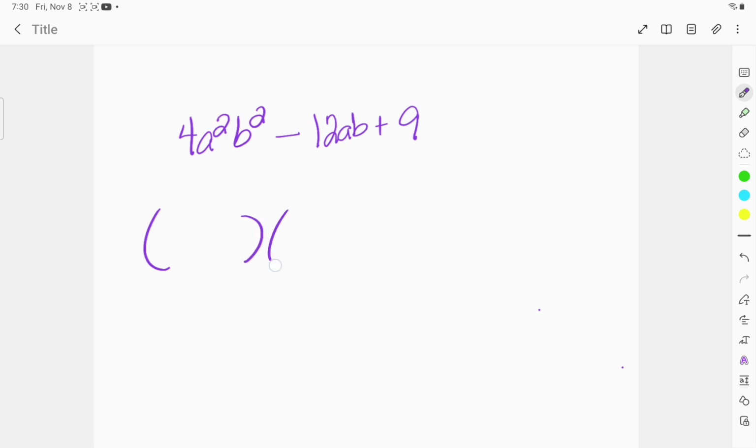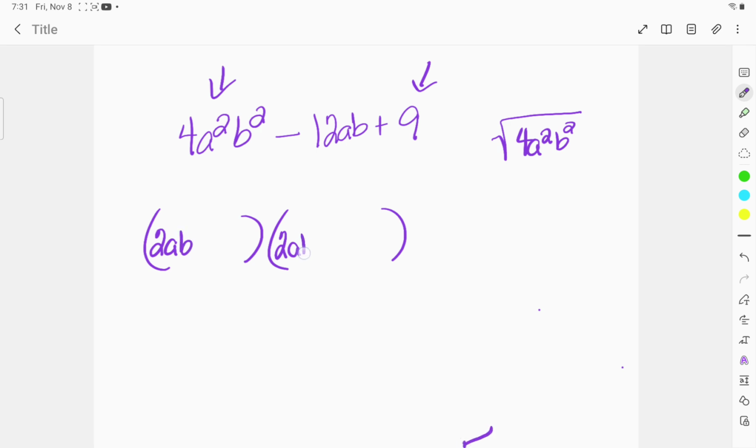All right, so I'm going to make my two sets of parentheses. We know that this is a perfect square trinomial because that's a perfect square and that's a perfect square. So 4a squared b squared. Square root of 4 is 2. The square root of a squared is a. The square root of b squared is b. And then the square root of 9 is 3.